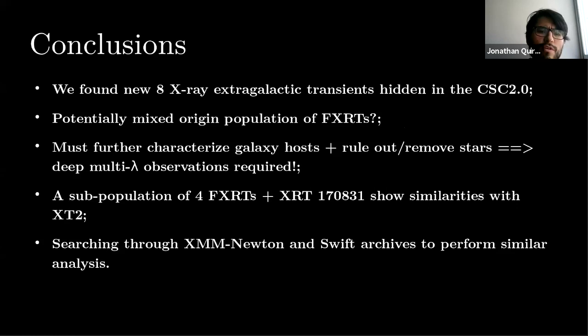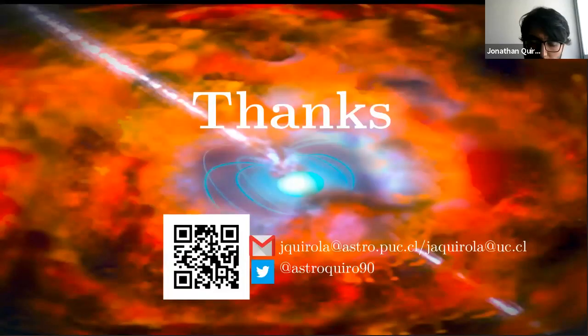As a conclusion, we found 8 new X-ray transients in the Chandra source catalog. Potentially, we have a different kind of population of scenarios related with this new population of transients. We have also a subpopulation of fast X-ray transients that could be related with XT2 and essentially with the Wynn magnetar after the merger of two neutron stars. And the next natural step is to try to find similar objects in the archive of XMM-Newton and Swift. Thank you.